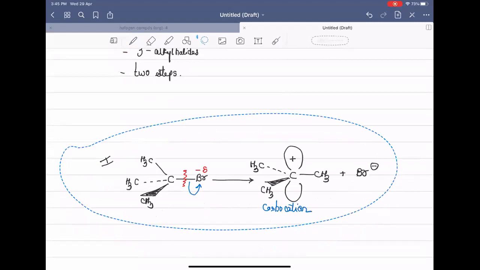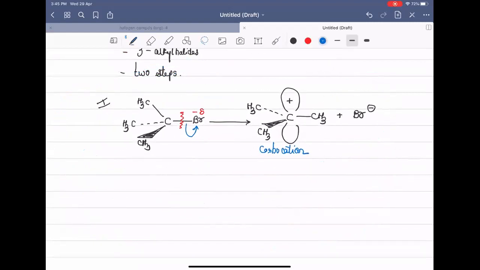Obviously, those alkyl halides which are able to generate more stable carbocations. Here, tertiary alkyl halides would generate very stable carbocations, and hence, tertiary alkyl halides may undergo SN1 easily. This was step number 1. In step number 2, and remember, this is slow and rate determining.